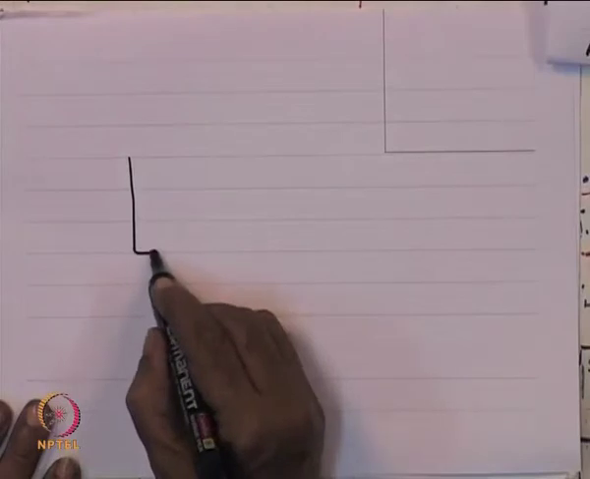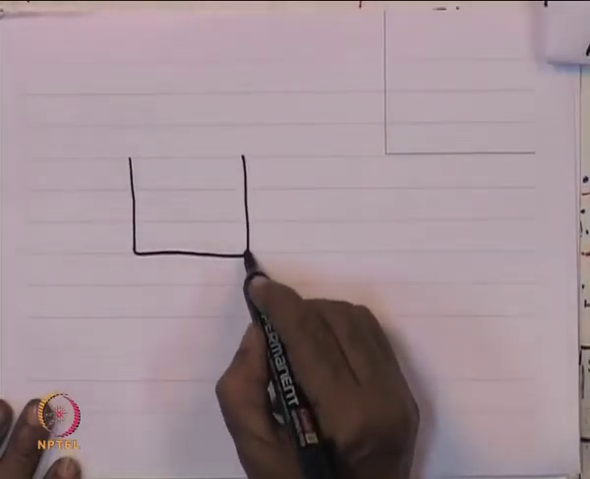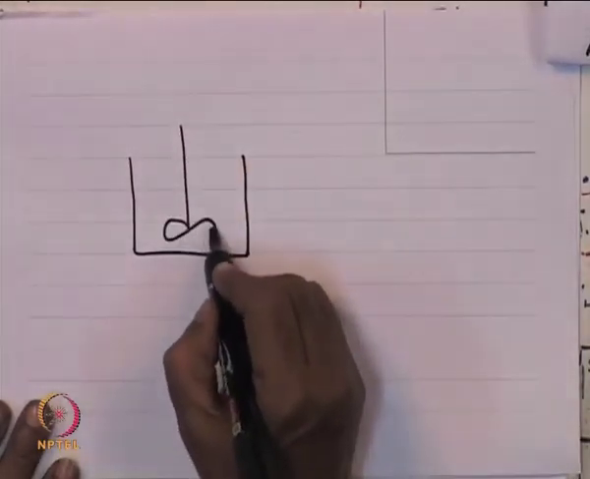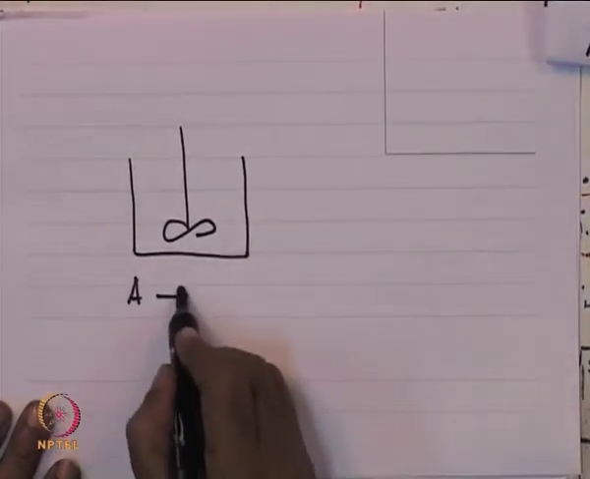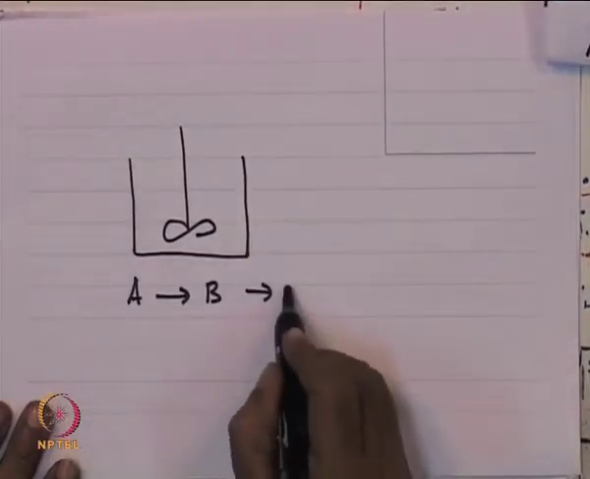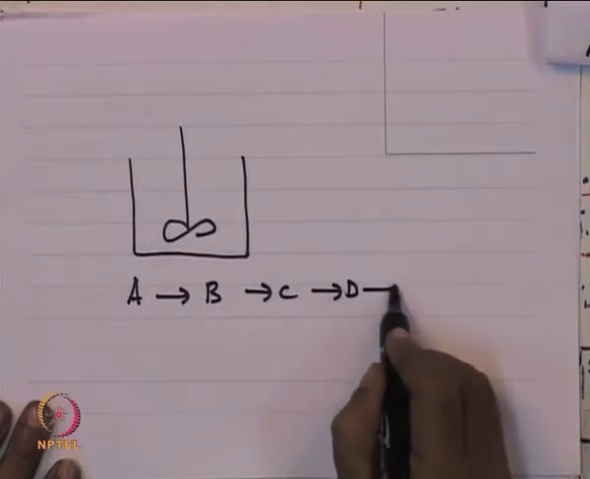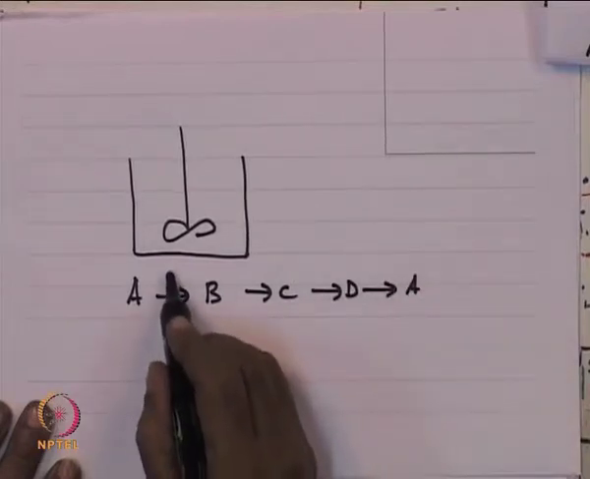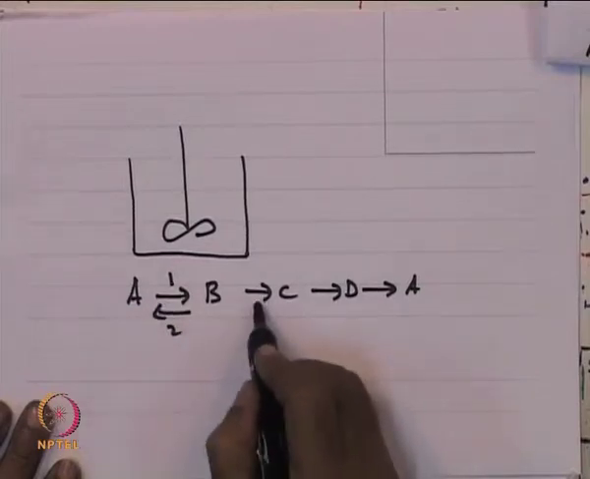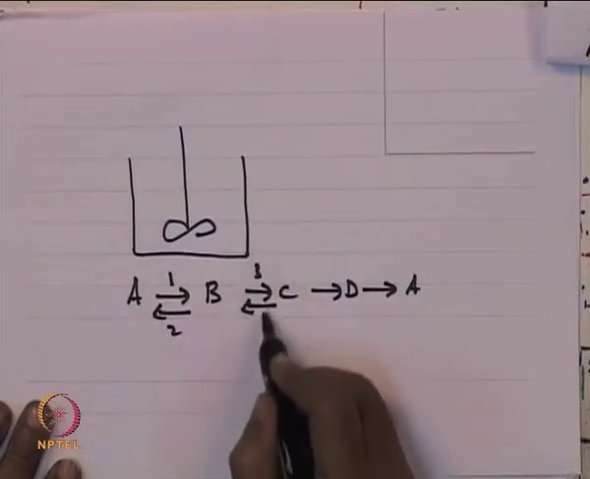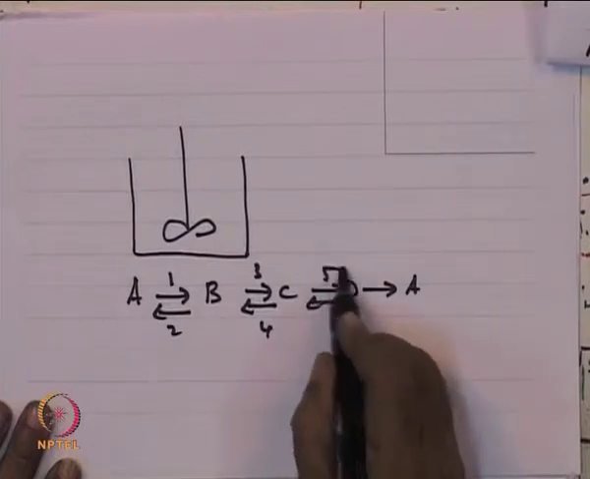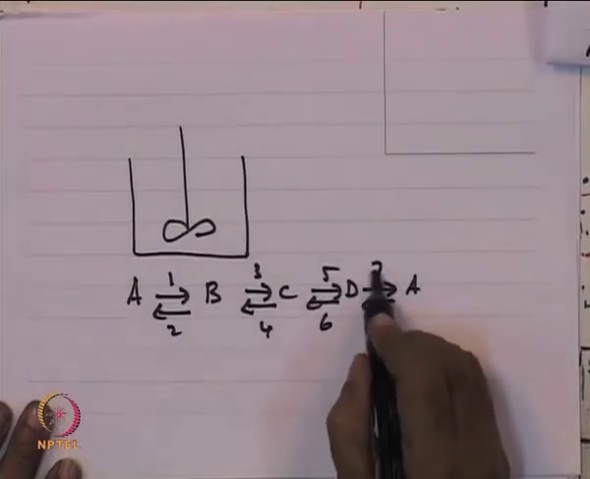what we have done is the following. Let me just explain this once again, because this is something that we may have to do again and again. We started with a stirred tank. And in this stirred tank, we have this reaction A going to B, B going to C, C going to D, D going to A. So, we call this 1, this is 2, this is 3, this is 4, this is 5, this is 6, this is 7, this is 8.